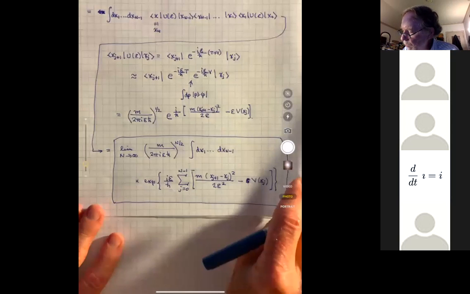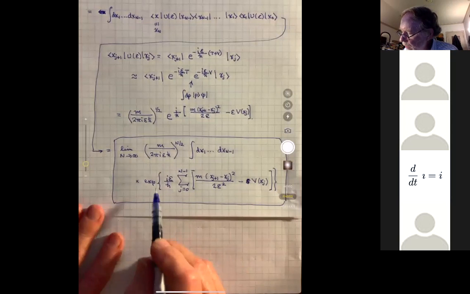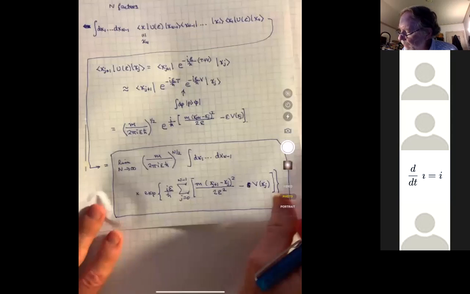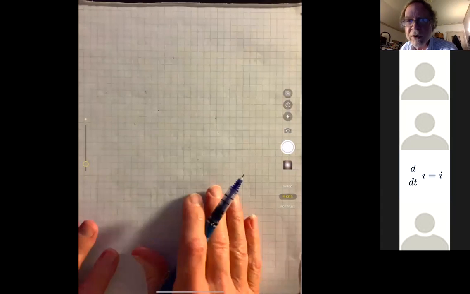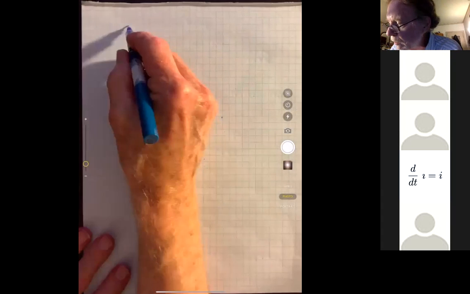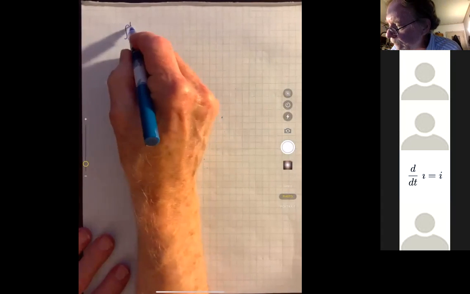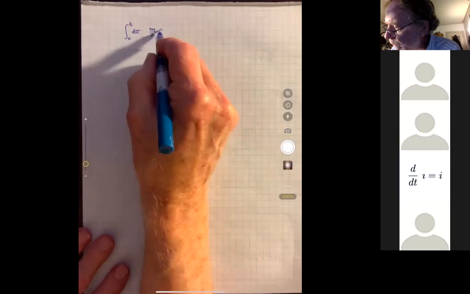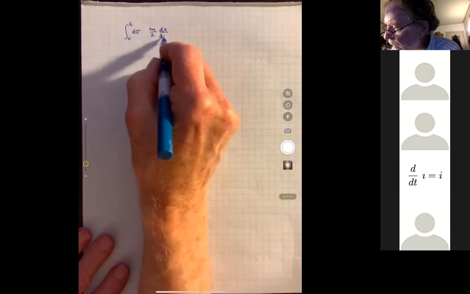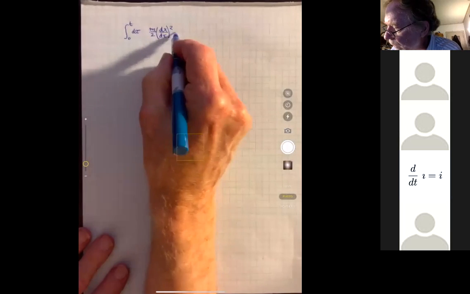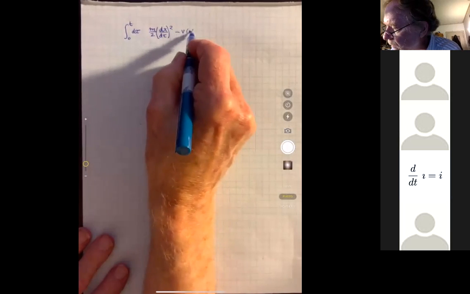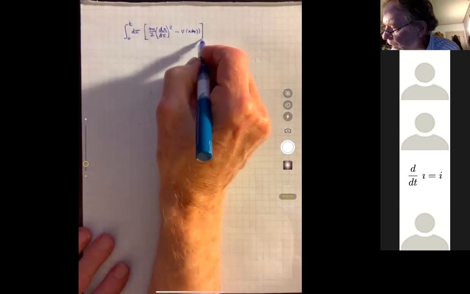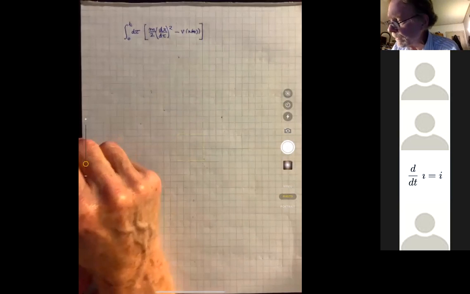And so with those observations, the exponent looks like e to the i over h bar times something that in the limit looks like a Riemann integral. It looks like it's going to turn into this: the integral from 0 to t of d tau of m over 2 times dx d tau quantity squared minus V of x of tau, that whole thing like that. That's what then appears in this exponent.